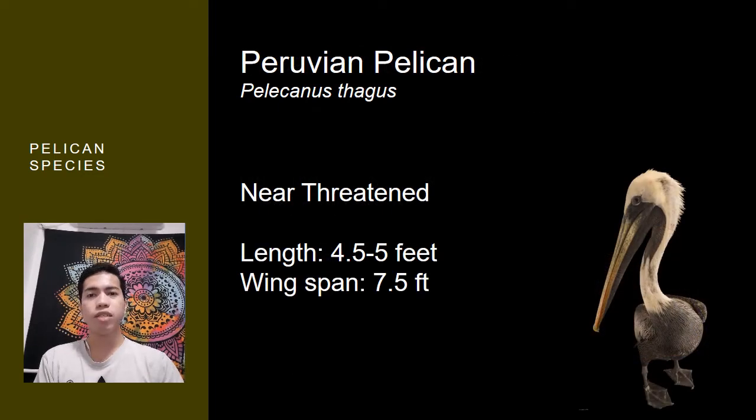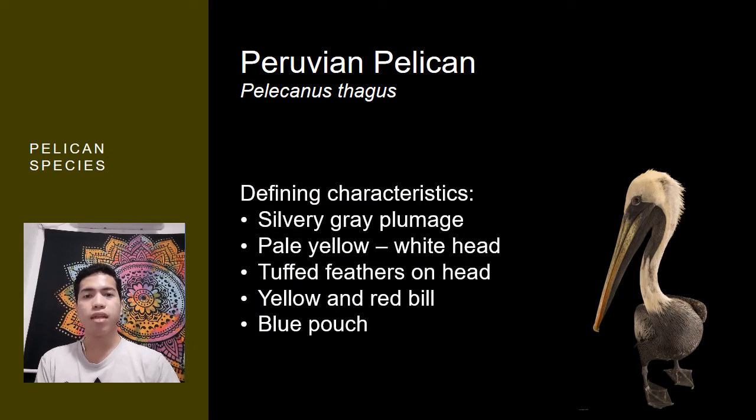The next species is the Peruvian pelican, or the Pelecanus thagus. This species is considered near threatened. They can grow to about 5 feet in length and their wingspan is about 7.5 feet. Adult Peruvian pelicans can be identified through their silvery gray body with pale yellow to white head and neck.